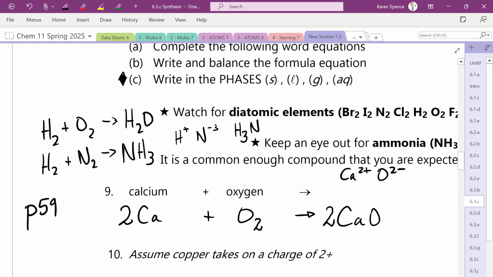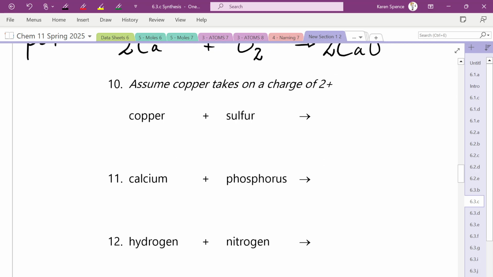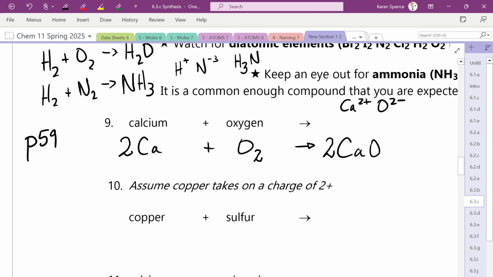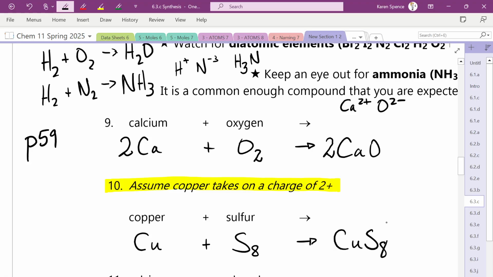Let's try another one. Let's do number 10, because there's a little thing written at the top here. It says, assume copper takes on a charge of +2. Okay? So don't forget to read things at the beginning of questions. So we have copper, Cu. We have sulfur, which is S. Are any of those diatomic? No. Are any of them special? Yes. S is 8. So we should have then CuS8.